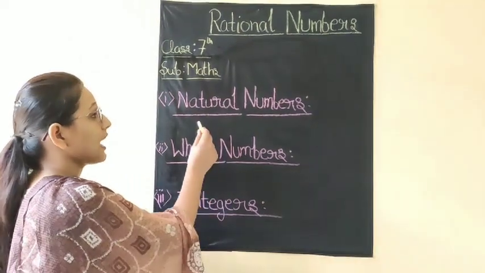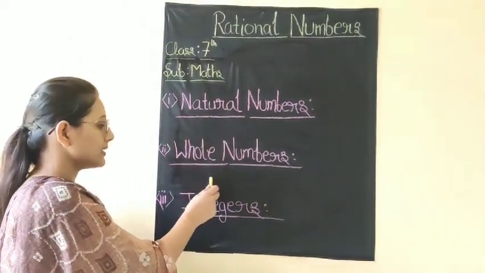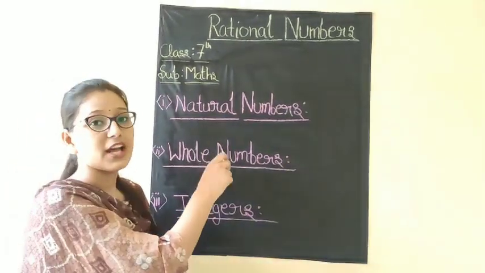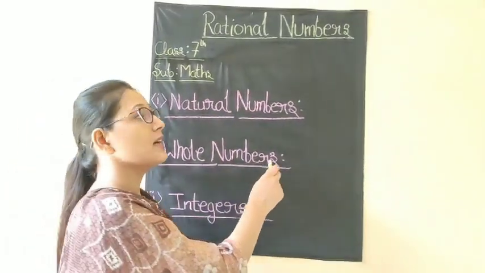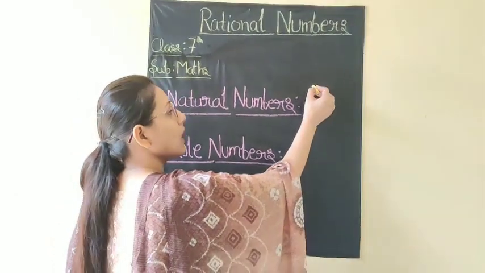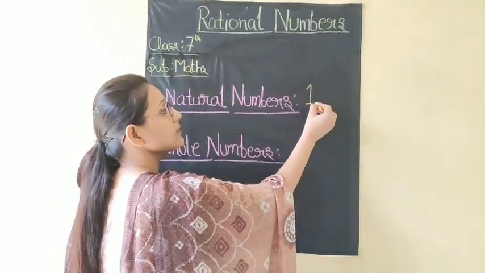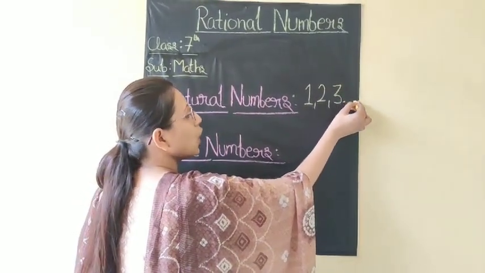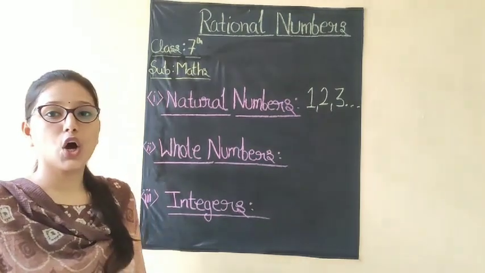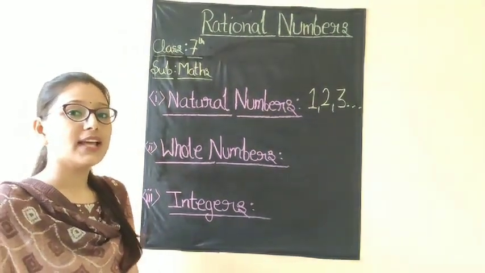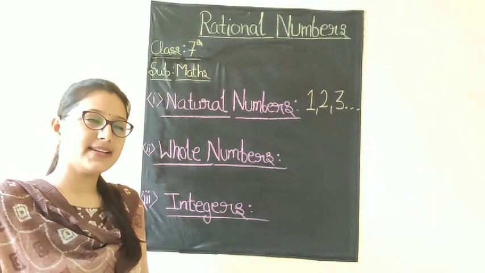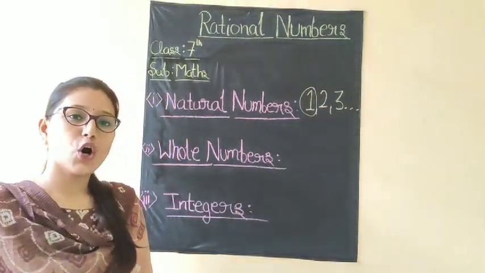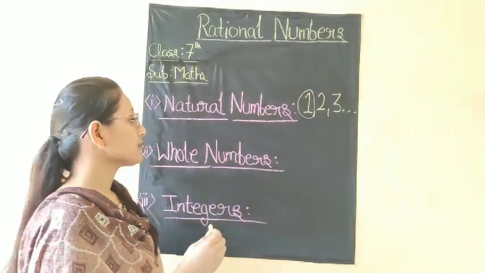That is natural numbers, whole numbers and integers. So, what are natural numbers? Numbers start from 1, like 1, 2, 3 and so on. These numbers are called natural numbers, and the smallest natural number is 1. They are also called counting numbers.